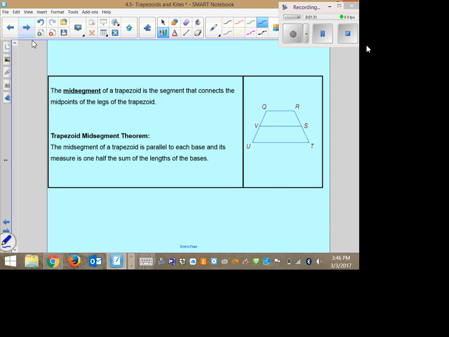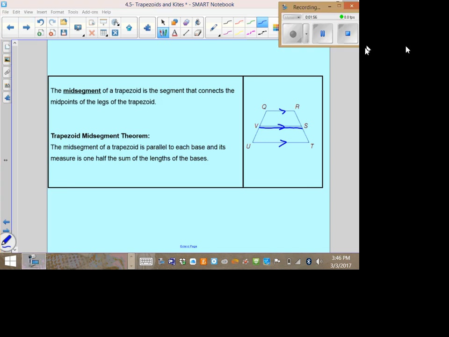The midsegment of a trapezoid is the segment that connects the midpoints of the legs of the trapezoid. So the midsegment is this length right here, this VS. And note that the midsegment of a trapezoid is parallel to its base. So it's parallel to our bases, and its measure is 1/2 the sum of the lengths of the bases.